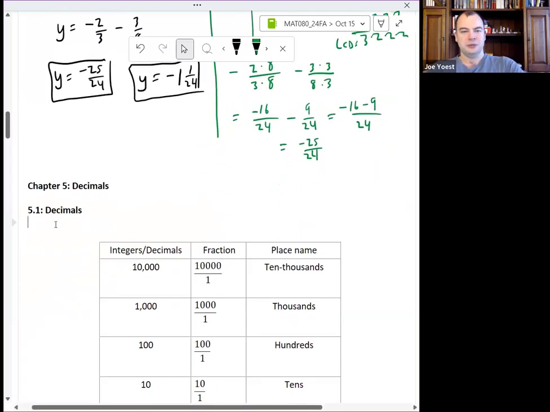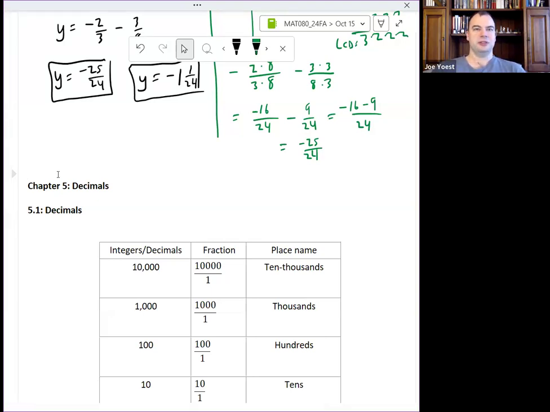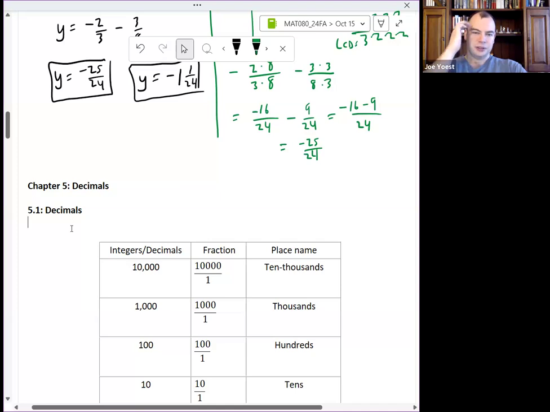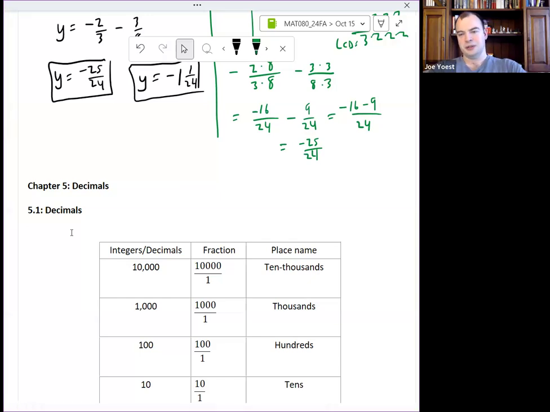Okay, so moving on to chapter 5 then. Introducing this new idea called decimals, which we all have lots of experience with. Right, we deal with dollars and cents every day. So if I say something cost $1.25, what I mean is $1.25, or 1.25 of a dollar. So we intuitively kind of understand decimals and use decimals all the time when we're dealing in currency.